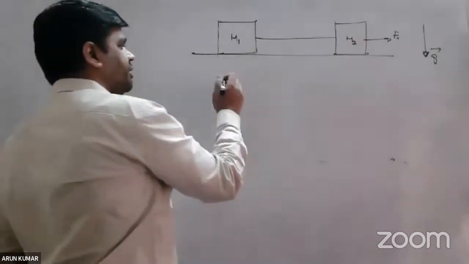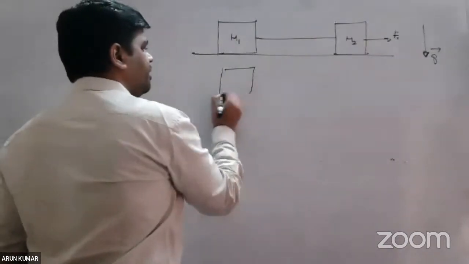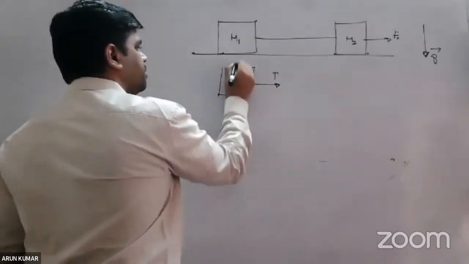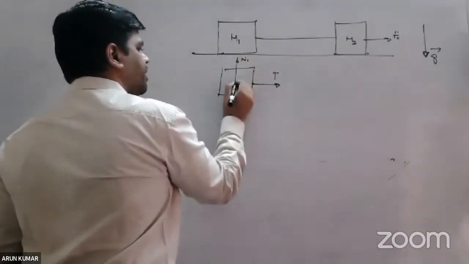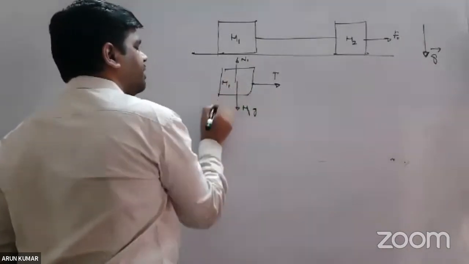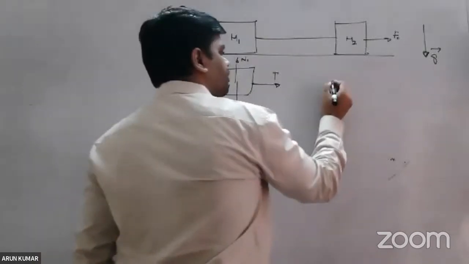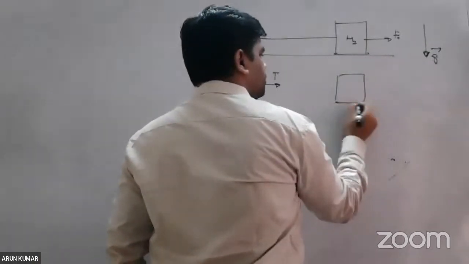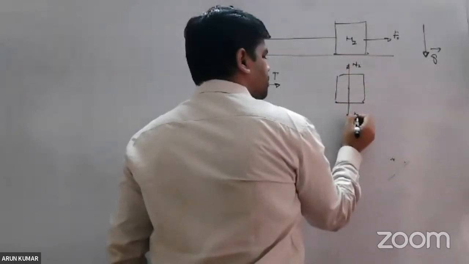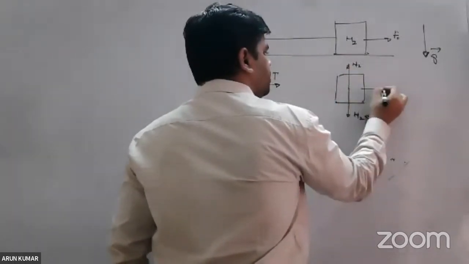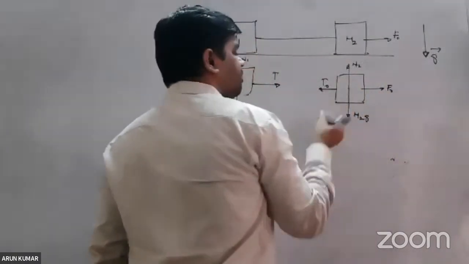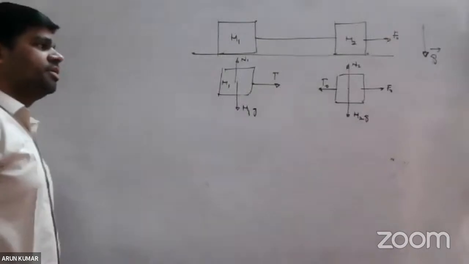Alright. Now let's draw the FBD for this one. For M1, this is T, N1, M1G. This is mass M1. For M2, N2, M2G, F0, and the tension is this way. See, I'm pulling it. Tension is always pulling.